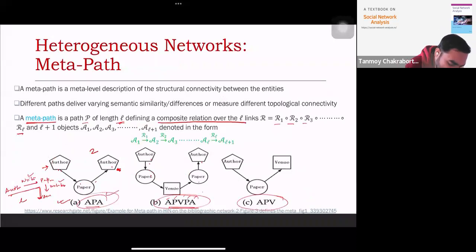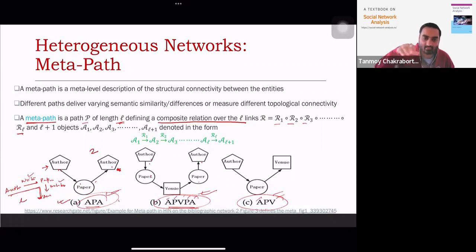So these are the types of metapaths between two authors. This is a metapath between an author and a venue, and so on and so forth. Why is this called a metapath? Why is this not a path? This is a metapath because this path is defined within the vertex type or node type. This path is not defined by the actual nodes. These paths are defined by node types. Therefore, this is called a metapath. Node types are nothing but meta nodes, and edge types are nothing but meta edges. So therefore, this is called a metapath.